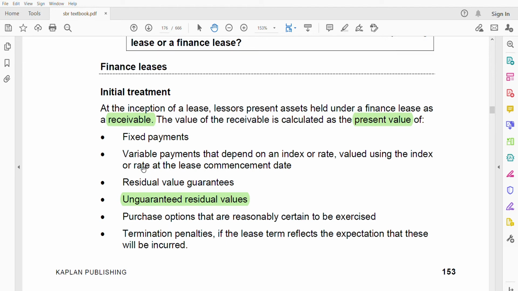Residual value guarantee. That means below that amount, it will not go. Even if the value of the lease asset goes down, this is the minimum the lessee will pay you. So that is the residual value guarantee. What is unguaranteed residual value? We'll discover that later, and it is here under the list of receivable. So when you calculate your receivable for finance lease, remember you need to add all this. If all these components are there, you need to add all the 6 components.